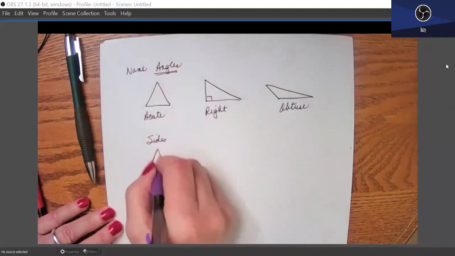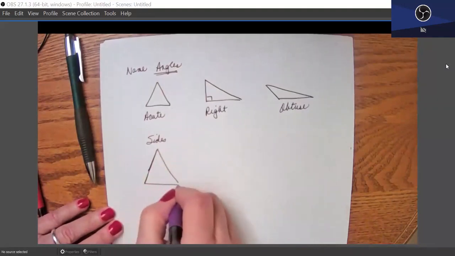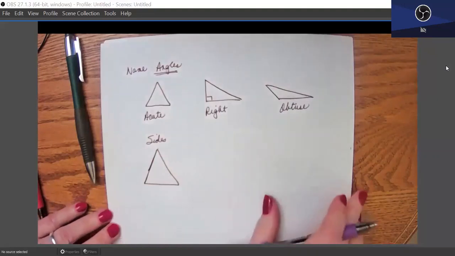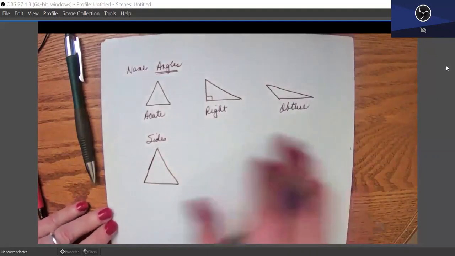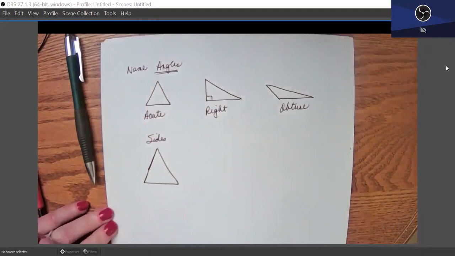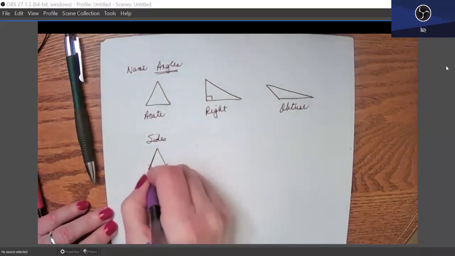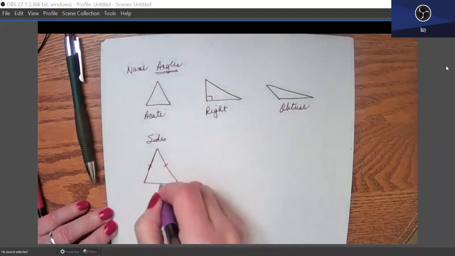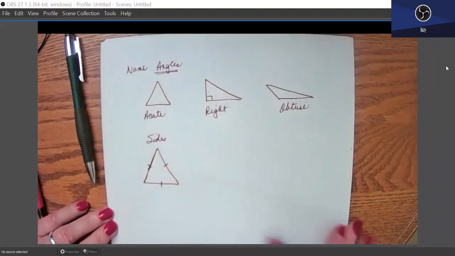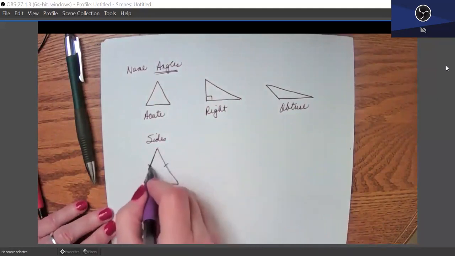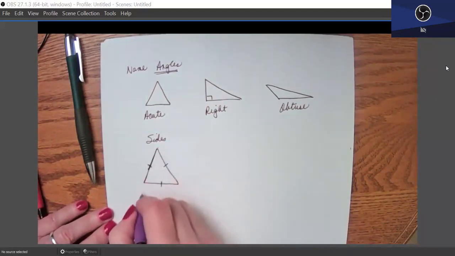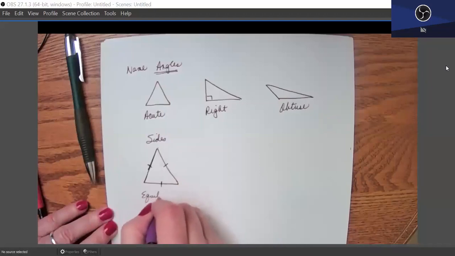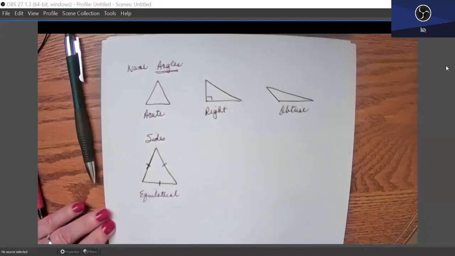And by its side measurements. And just as with angles, the number of loops is the way a diagram designates equal measure. The number of ticks on a side denote equal measure. So all three sides here have a single tick. We would call this equilateral. This is an equilateral triangle. Equi meaning equal, lateral meaning side. All three sides have the same measure.